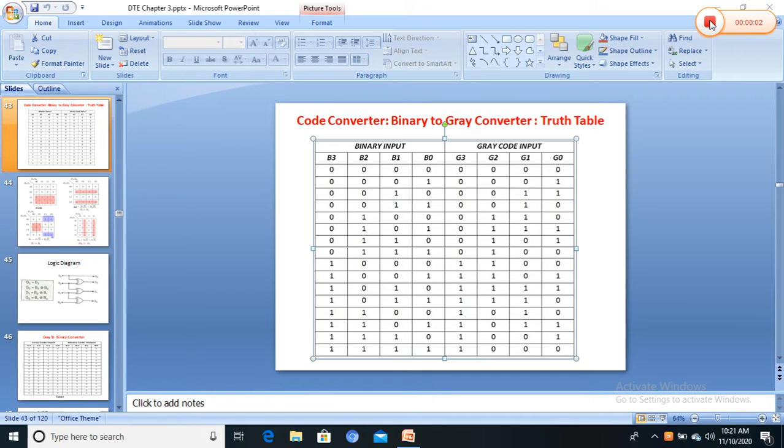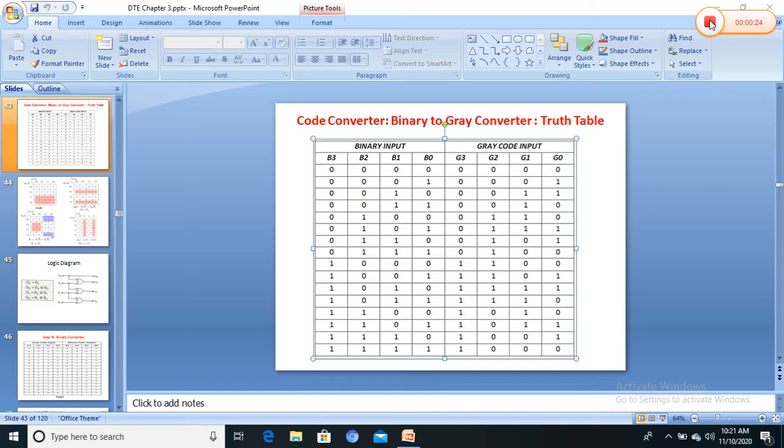Hello students, today we are going to study the next combinational circuits: binary to gray code converters and gray to binary code converters. In the first chapter we converted numbers between number systems. In that chapter we converted binary to gray and gray to binary; these are the two code converters.